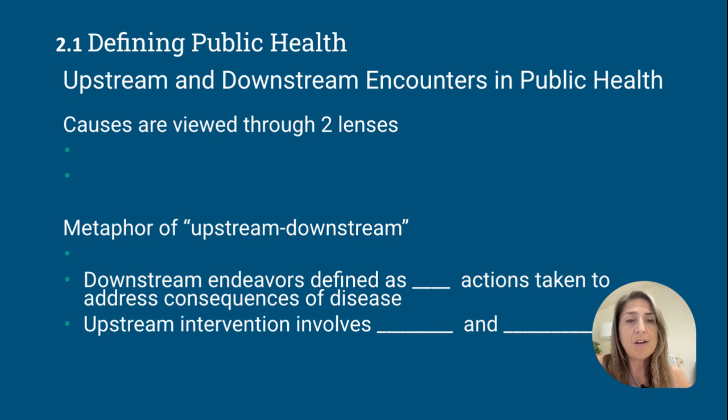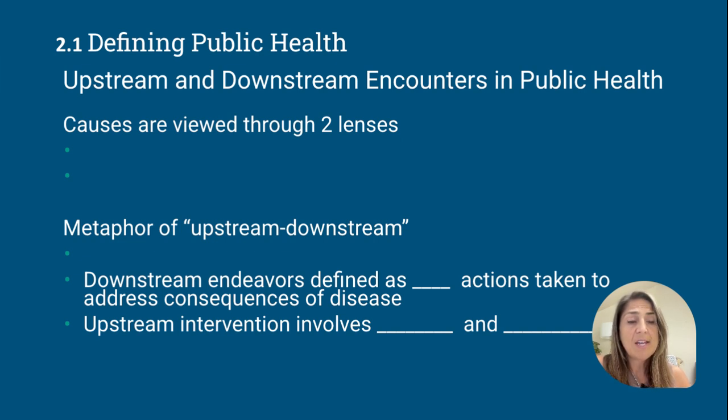In public health, we often talk about upstream and downstream encounters. Causes of illness can be seen through two lenses. One lens looks at the system-wide problem, things like poverty, pollution, or lack of access to healthy food that create unhealthy circumstances. The other lens looks at individual choices, such as smoking or poor diet, that can lead to disease. The metaphor of upstream and downstream was introduced by Dr.